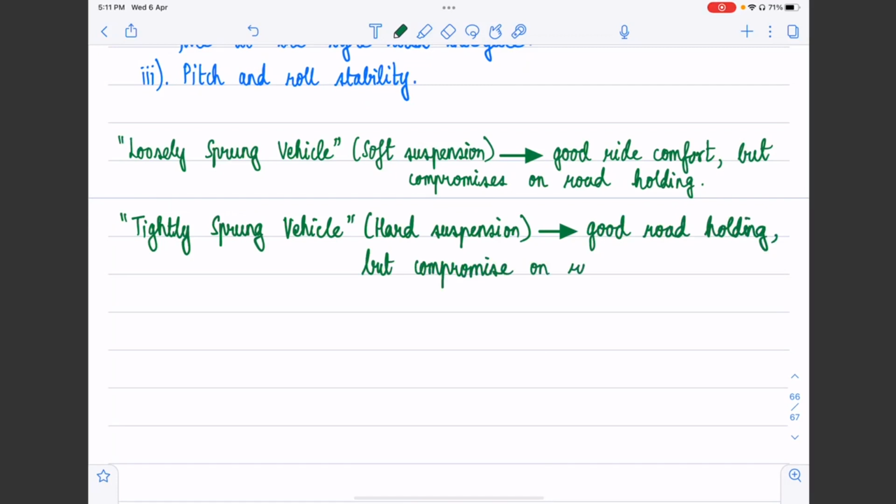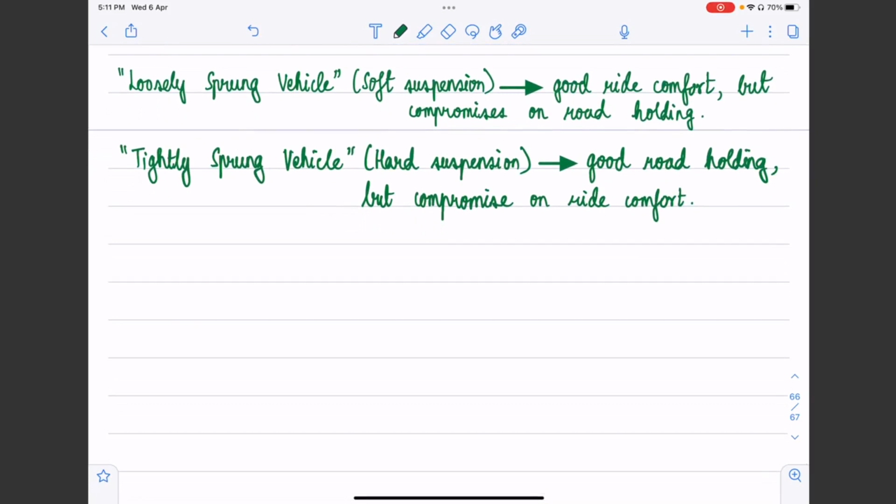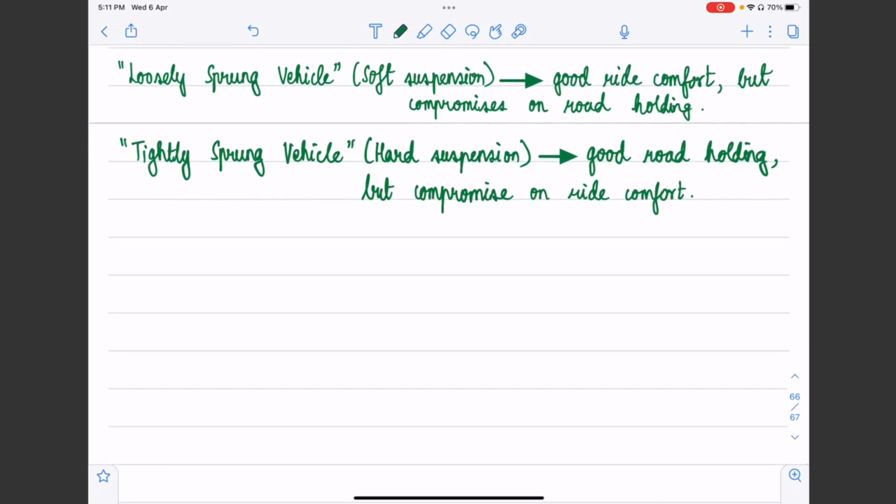On the other hand, if you have a soft suspension, those disturbances from the road will be attenuated and we'll have good ride comfort, but then there is a compromise on road holding. Okay, so there is always a compromise. So the question is, how do we reach a middle ground when we deal with suspensions? There is always a challenge in suspension design. And there is another classification of suspension based on the variation in suspension parameters that can happen during its operation.